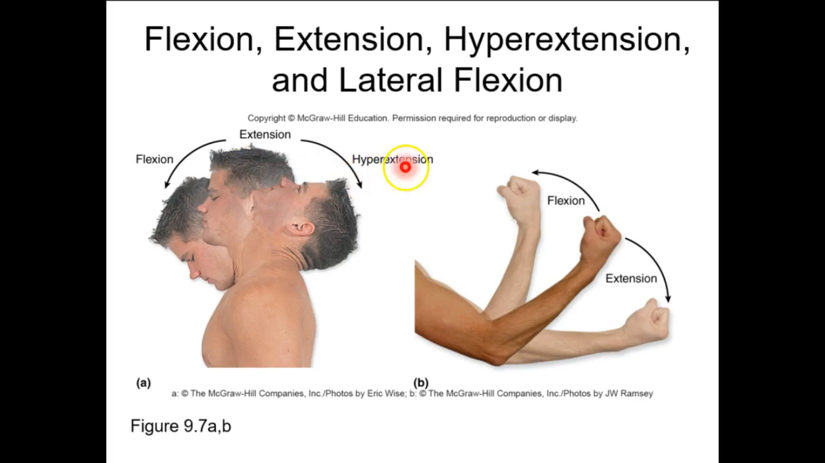Now, hyperextension, by my definition, is moving beyond the ordinary plane of a joint. By your textbook's definition, hyperextension is any movement of your head and neck posterior to the coronal plane, which I slightly disagree with. That would mean that this is hyperextension right here. So, gray area.